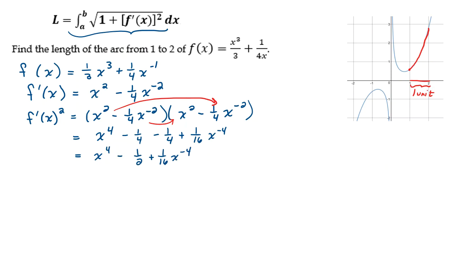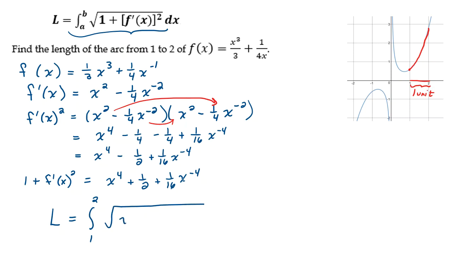Okay, well, we know what's going to go underneath the radical here is going to be 1 plus f prime of x squared. So if I add 1 to both sides of this thing, I'm going to get x to the 4th plus a half plus 1/16 x to the negative 4th. Okay, so I think we're ready to set up our integral now. So our length is going to be the integral from 1 to 2 of the square root of x to the 4th plus 1/2. Don't panic. I know this looks pretty ugly, but I'll show you what we're going to do. Plus all that stuff. Okay, so let's talk about how we're going to handle that.